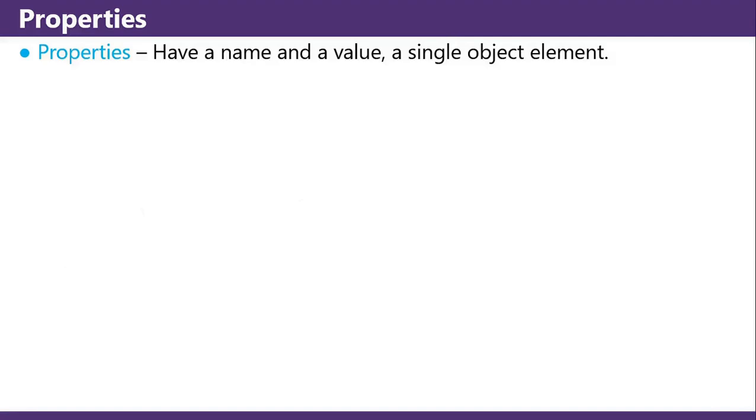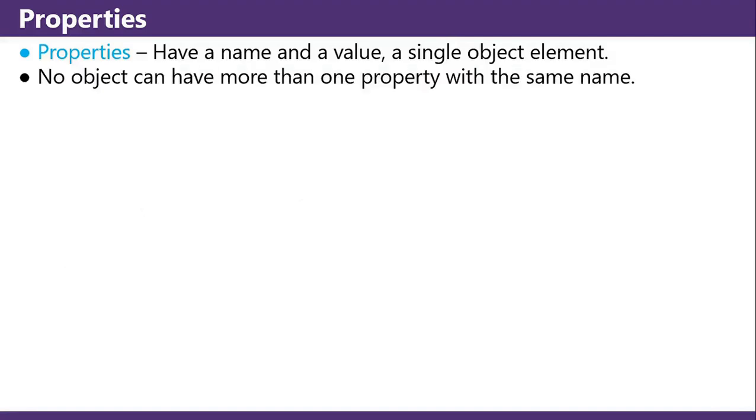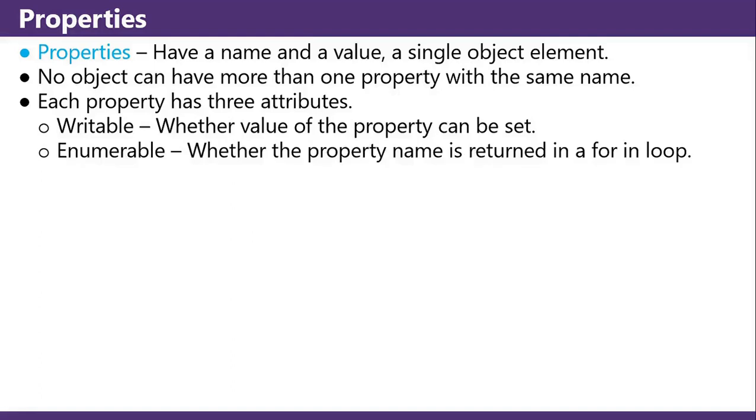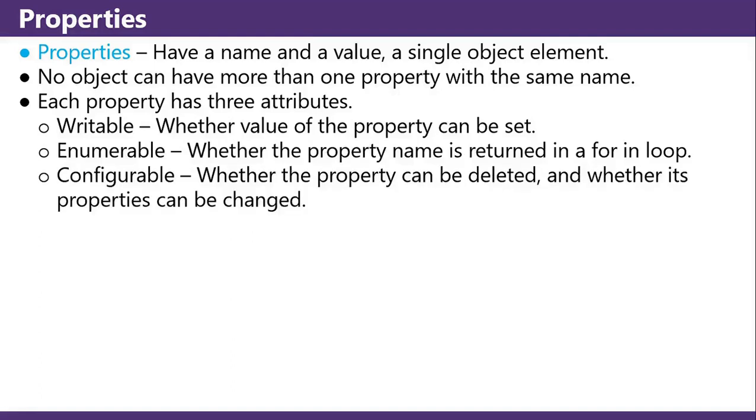Properties. Properties have a name and a value in a single object element. No object can have more than one property with the same name. Each property has three attributes: writable, whether the value of the property can be set; enumerable, whether the property name is returned in a for-in loop; configurable, whether the property can be deleted, and whether its attributes can be changed.